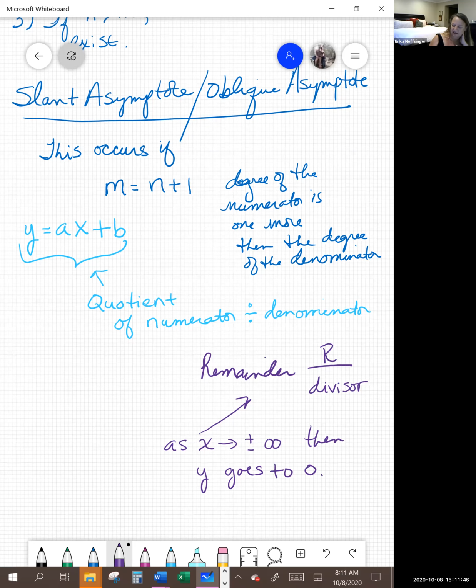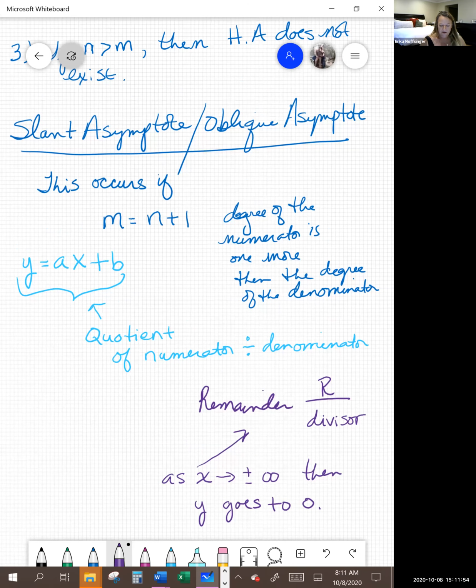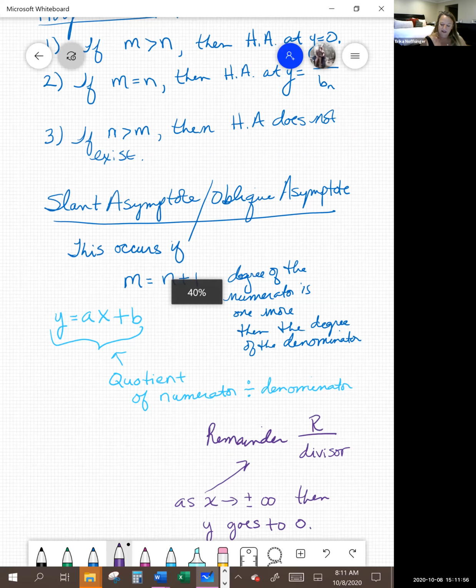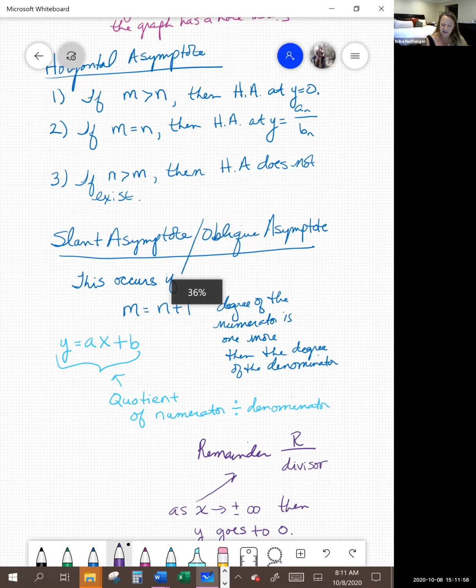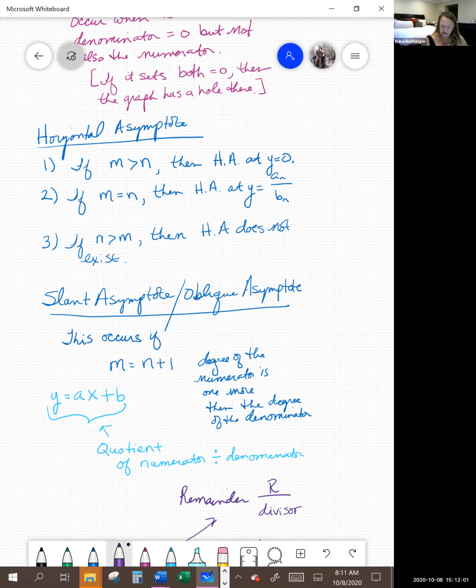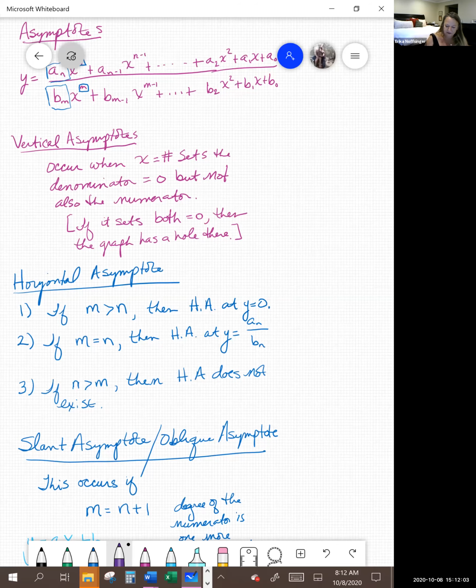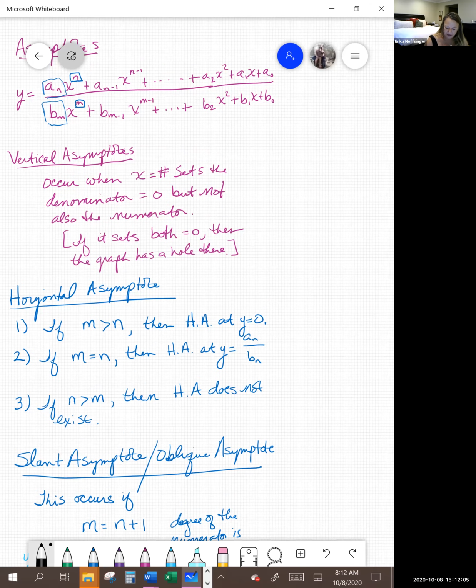So we can ignore that piece when we're looking at the slant asymptote. So let's just go back to this vertical asymptote and recall what the graph would look like if you had a vertical asymptote. So basically, if we have some graph here, and let's say x equals a was a vertical asymptote.